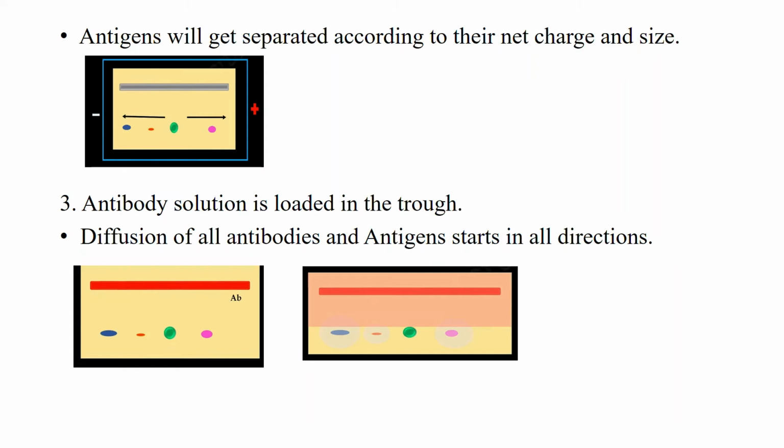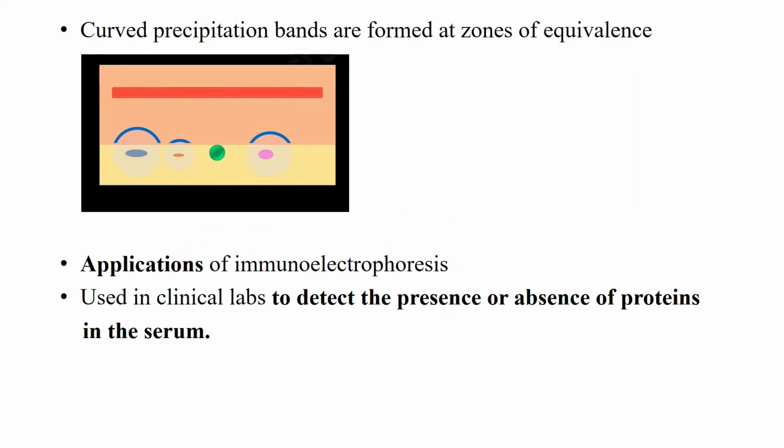and we are going to leave it for a certain period of time, because antigen and antibody will start migrating towards each other, and that will form diffusion. And after some time we can see the curved precipitation bands at the zone of equivalence. Then this gel can be visualized and identified by using the double immunodiffusion assay. An application of immunoelectrophoresis is that it can be used in clinical labs for the detection of the presence or absence of proteins in the serum.